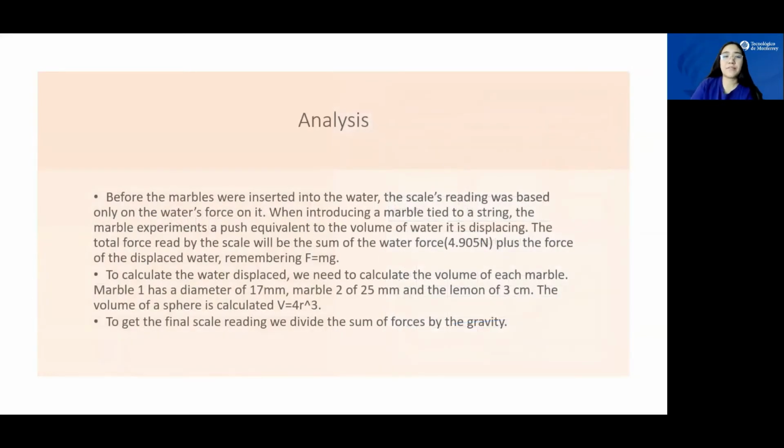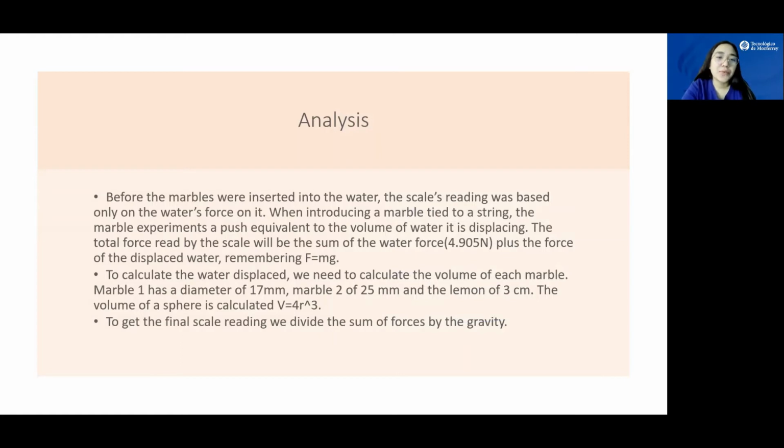The analysis of the results is: before the marbles were inserted into the water, the scale's reading was based only on the water's force on it. Then when introducing the marble tied to a string, the marble experiences a push equivalent to the volume of water it's displacing. The total force read by the scale will be the sum of the water force, which is 4.905 newtons, plus the force of the displaced water. Remembering the force is equal to the mass times the gravity.